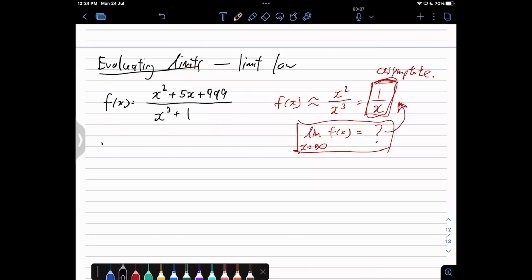Here's the trick. What you want to do is f of x, you look at x squared plus 5x, 999, x cubed, and positive 1. Which is the highest power term? Which is the highest power term? Highest power term is?